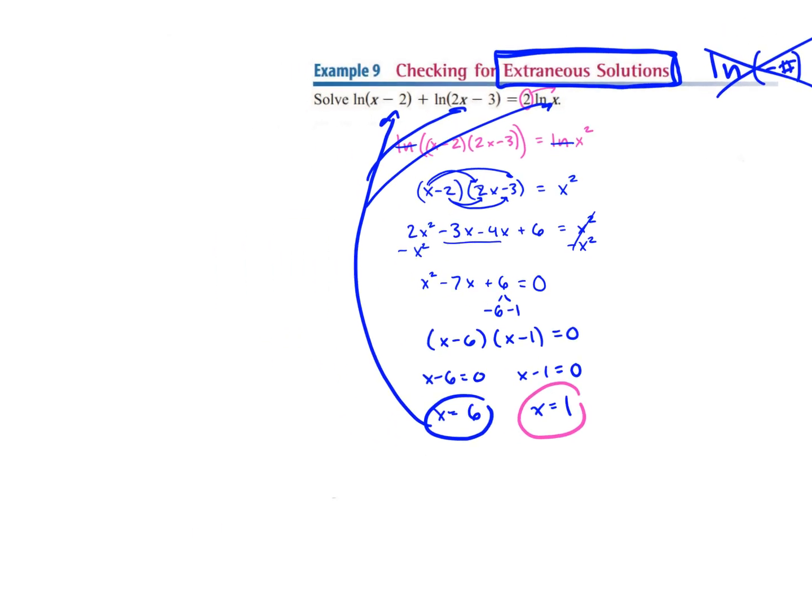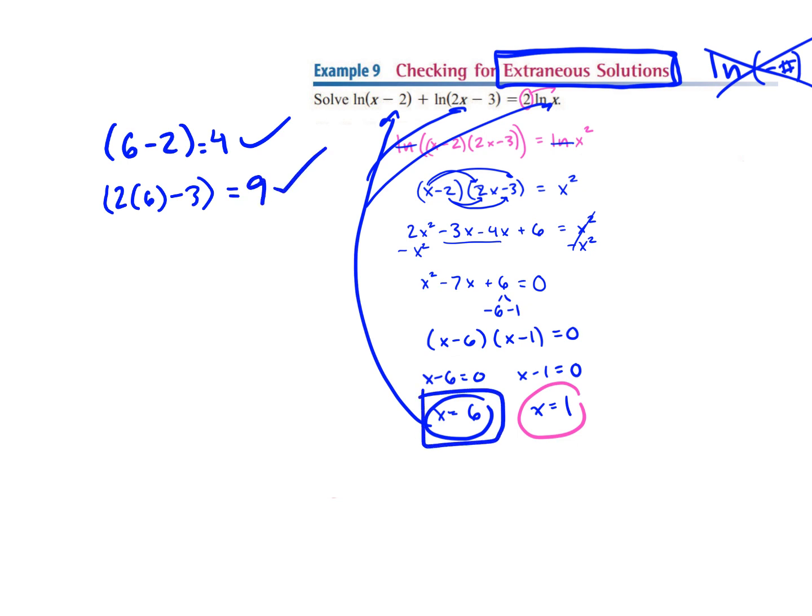But if we plug in 6, I have 6 minus 2, which is 4. So that's positive. And then I would have 2 times 6 minus 3, which is 9. So that's positive. So 6 works. Now let's check 1. What's 1 minus 2? Negative 1. Can't take the ln of a negative, so 1 does not work. That is not one of our answers. It's an extraneous solution.